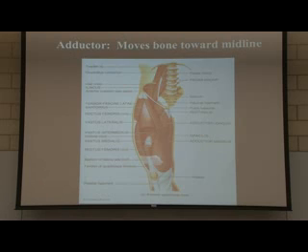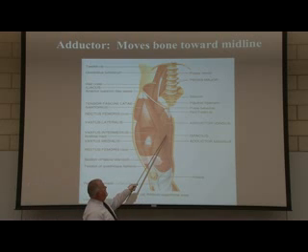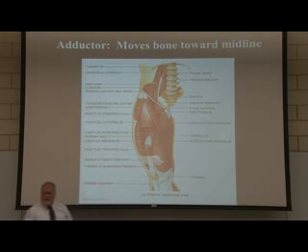So the adductors we've already done. The adductors that are on your list are mostly in the thigh, with adductor magnus, adductor longus, and then deep adductor longus, and adductor brevis would be in the thigh itself.